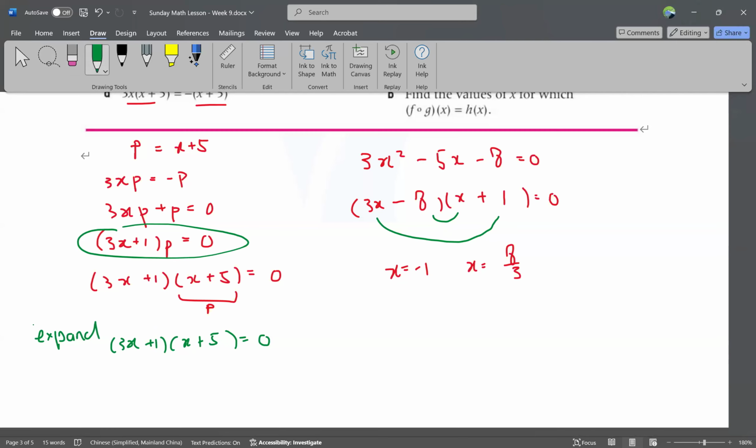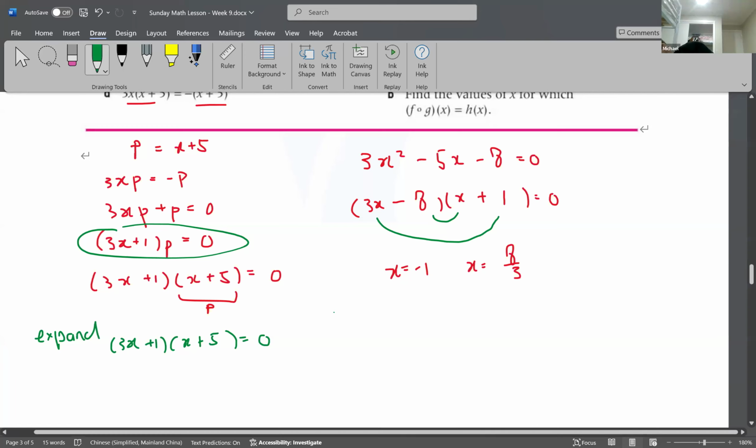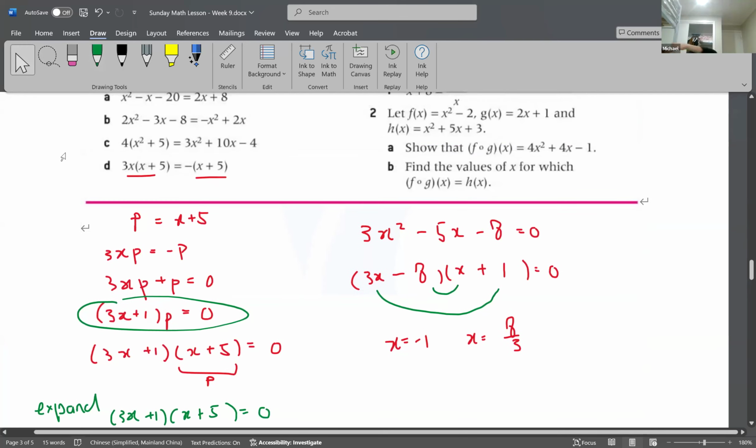There's a bracket there. You want to expand that bracket. So 3x times x plus 5 and then 1 times x plus 5. Yeah, that's the same thing as what we have above, right?